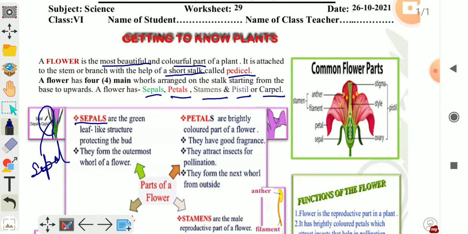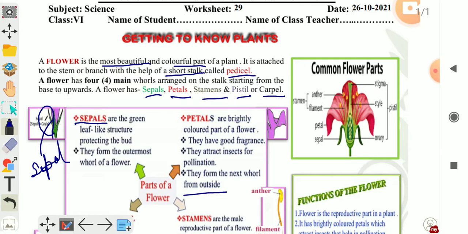Second part is petals. These are brightly colored part of the flower. They have good fragrance and they attract insect for pollination. They form the next whorl from the outside. So second whorl is made up of petals. They are brightly colored and they attract the insects for the pollination.